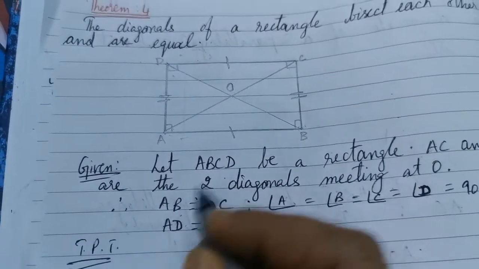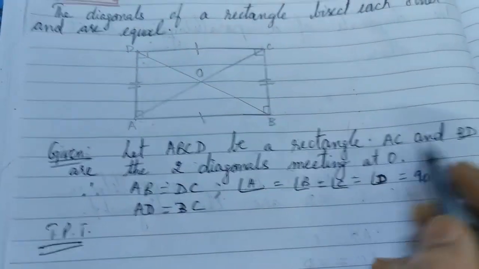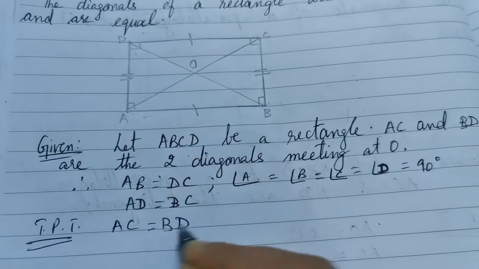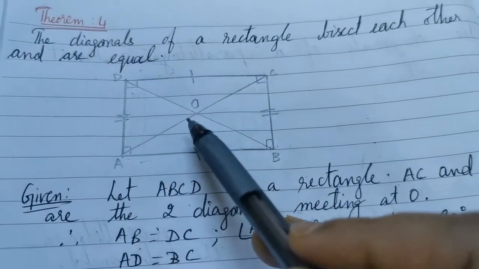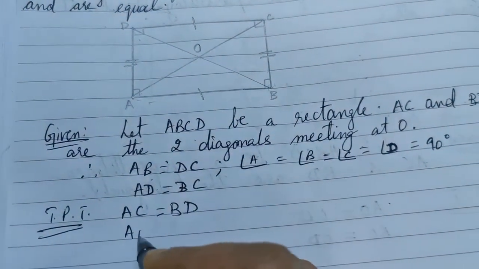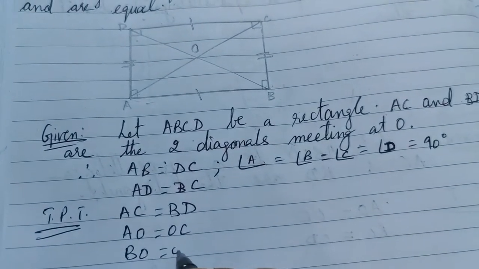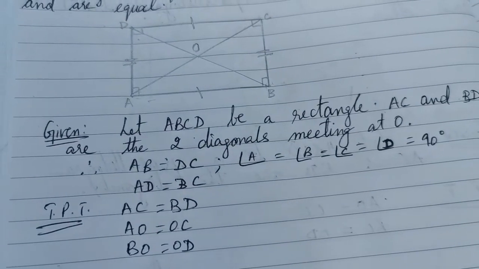To prove that the diagonals are equal, that means the diagonals AC and BD are equal, and we have to prove the diagonals bisect each other. That means each gets divided into two equal parts: AO is equal to OC and BO is equal to OD. So each diagonal gets divided into two equal parts.